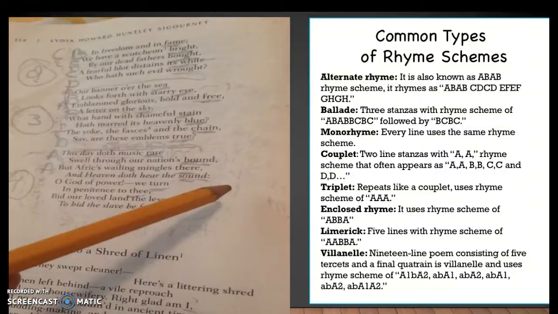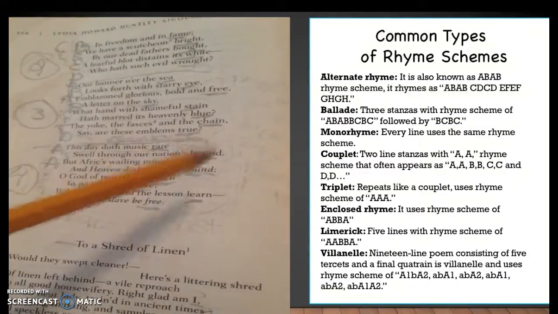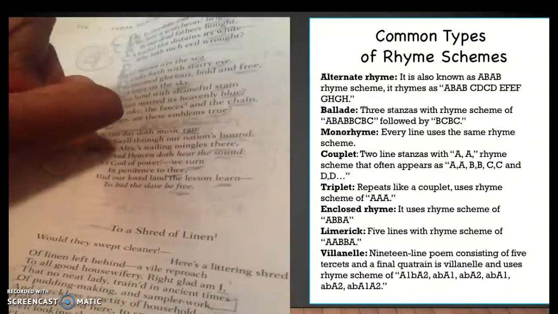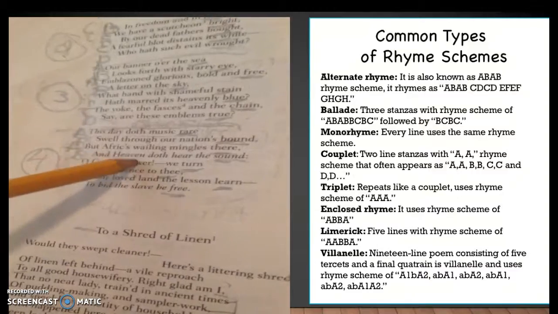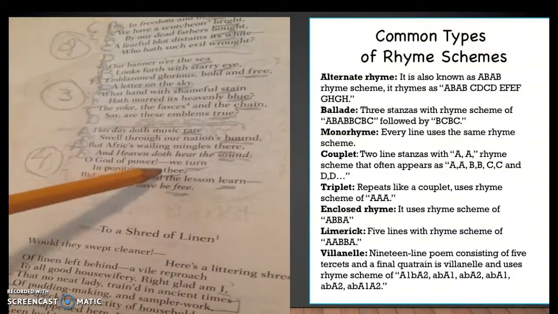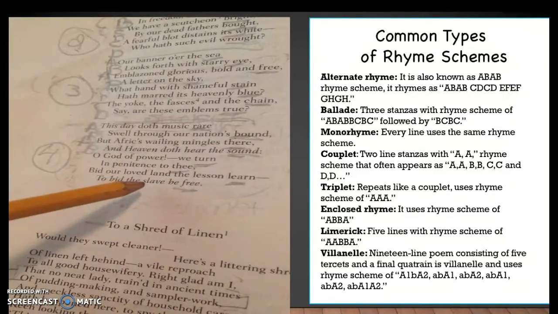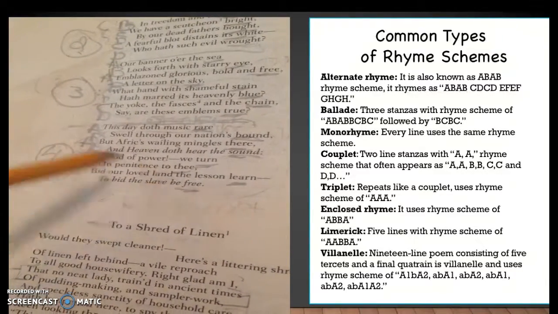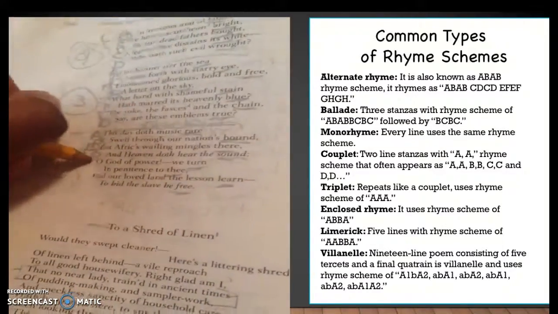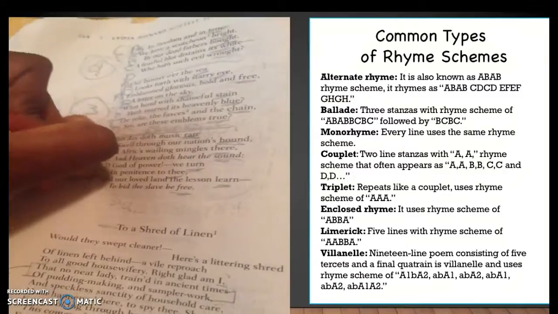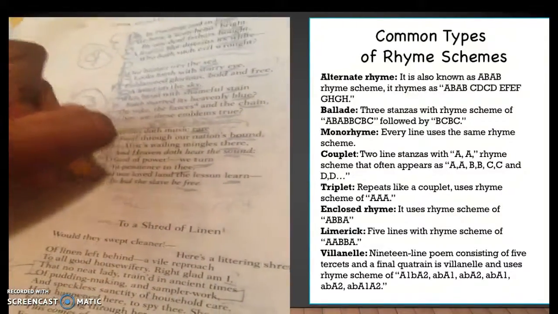Swell through our nation's bounds, and heaven doth hear the sound. Sound and bounds rhyme again, so we're going to do B and B for those two lines. O God of power, we turn in penitence to thee, bid our loved land the lesson learn, to bid the slave be free. So turn, learn, they rhyme, so we've got a C and a C. Thee and free rhyme, so D and D.